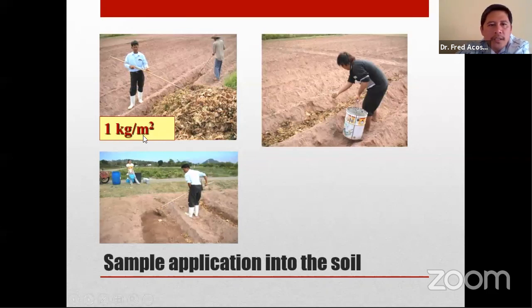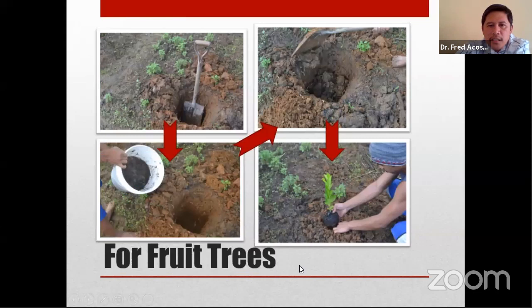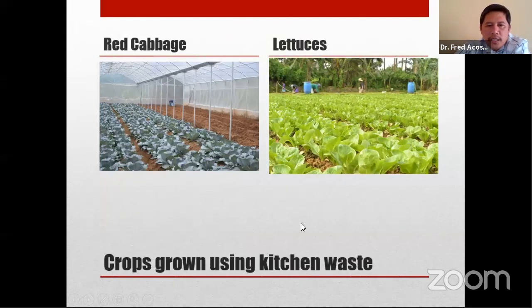For every 1 square meter, you can put 1 kilogram of kitchen waste. And for fruit trees, you can bury this kitchen waste under the trees, and then you can cover them and plant on top of them after 2 weeks. These are just examples of crops grown using kitchen waste. You can grow cabbages, you can grow lettuce, and you can see how healthy your vegetables would be if you use this as fertilizer.